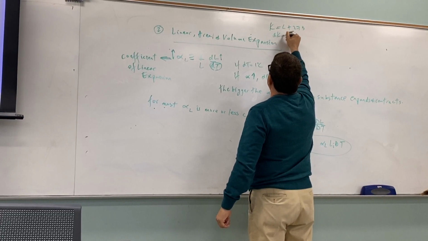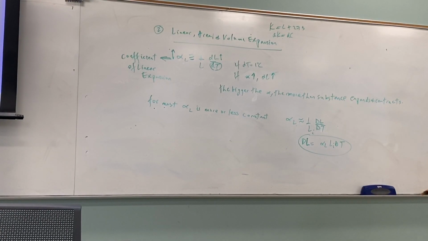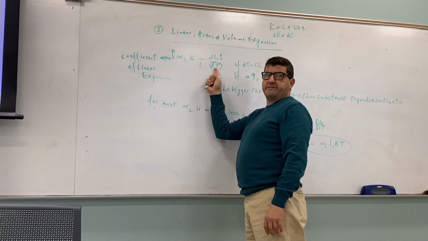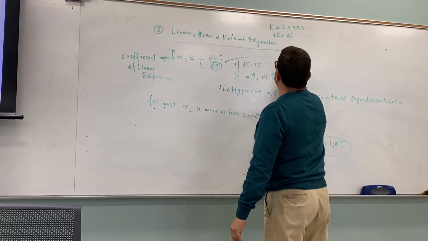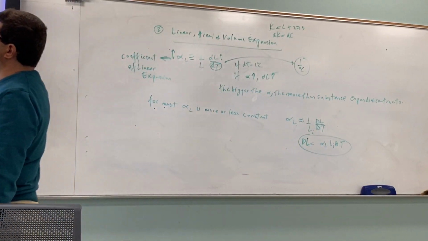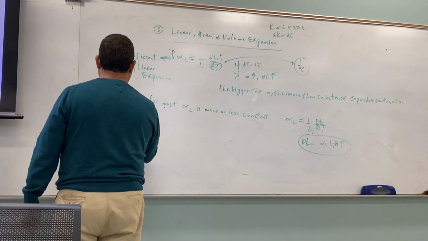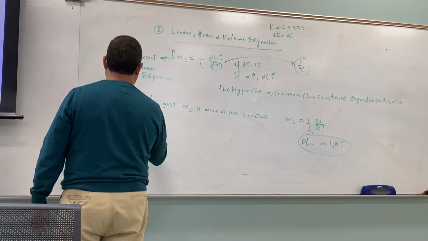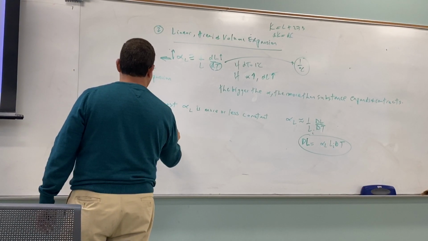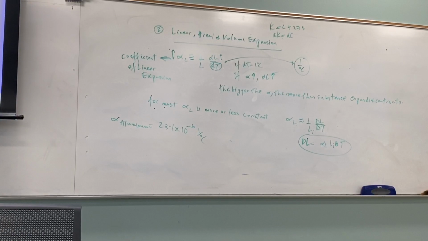So dK is dC. So a 1 unit change of Celsius is a 1 unit change in Kelvin. That means the units of alpha can be 1 over Kelvin or 1 over Celsius. Usually most people put 1 over Celsius, but here they put 1 over Kelvin. So aluminum is going to be 23.1 times 10 to the minus 6, 1 over Celsius.